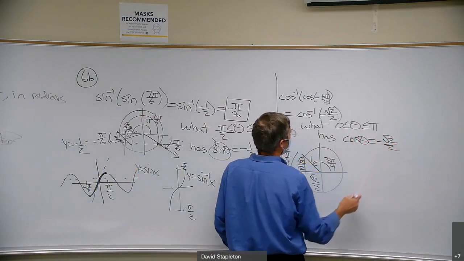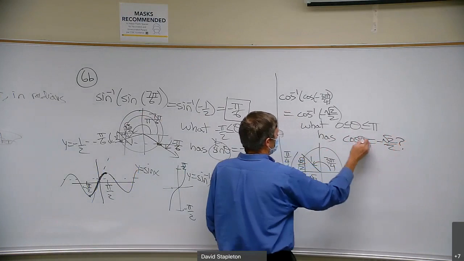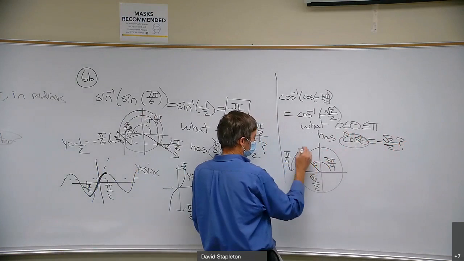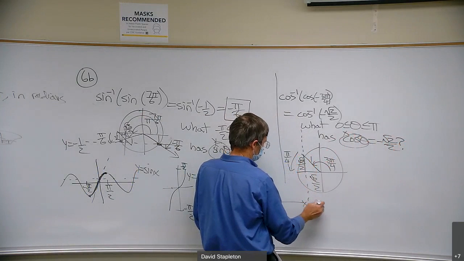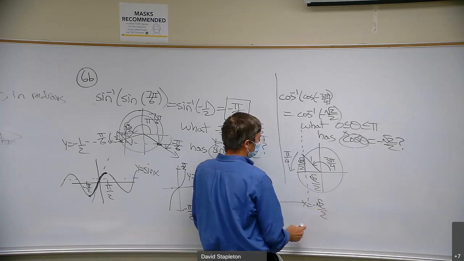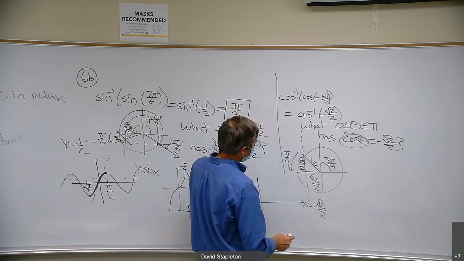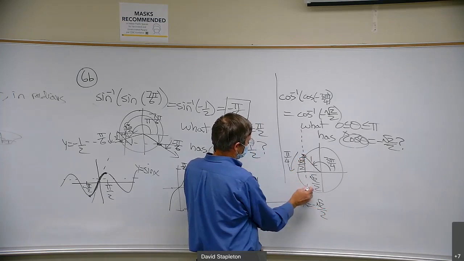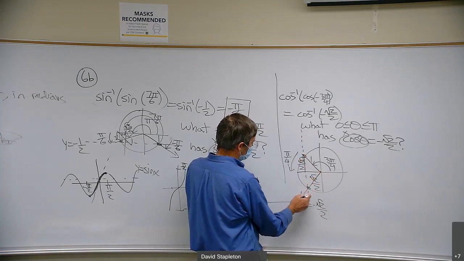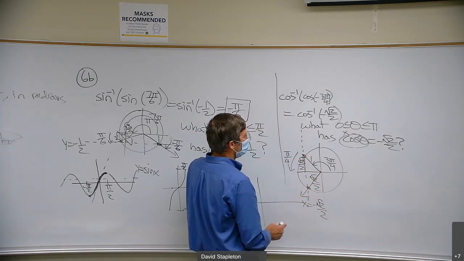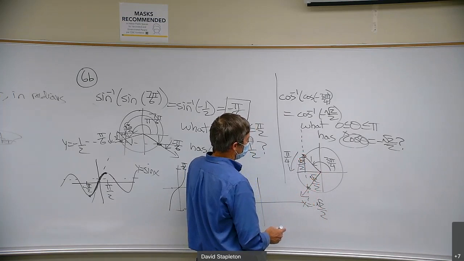Let's finish this real quick. We want the x-coordinate equal to minus square root 2 over 2. So it's this line here. And so there are 2 points on the unit circle that have that cosine. It's this one or this one. Right? Which one is it?